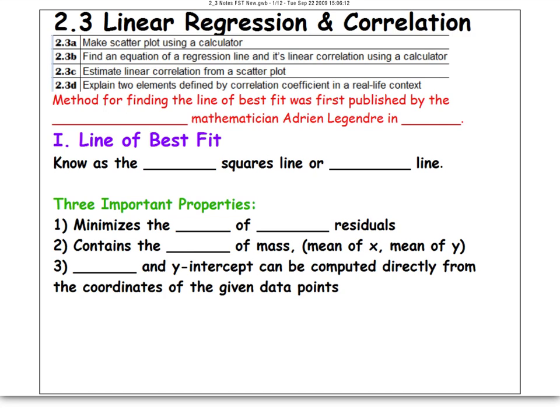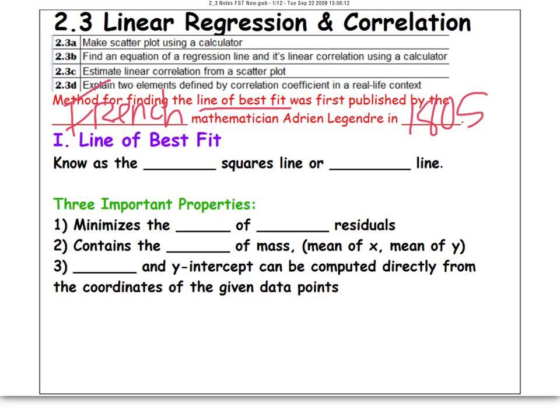It was the method for finding what's called the line of best fit, and it was first published by a French mathematician by the name of Adrien Legendre back in 1805. So it's been around for quite a while. And what it's known as is this.